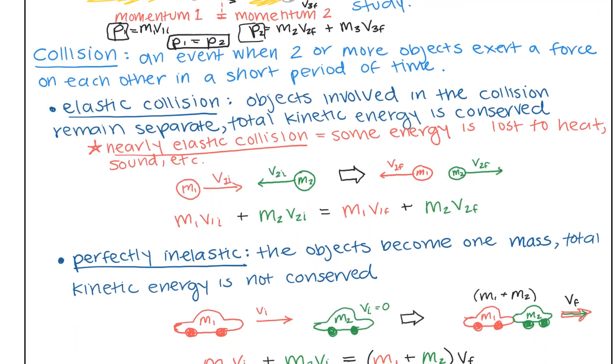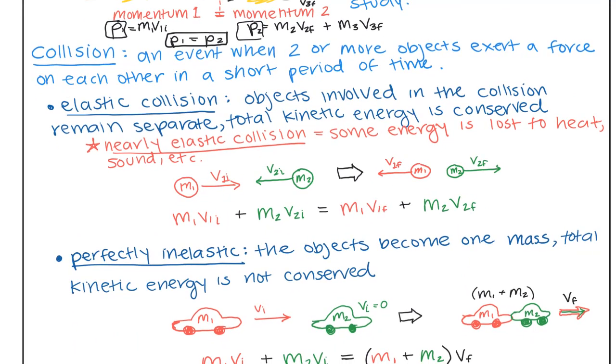So the law of conservation of momentum is very helpful for us when we are looking at collisions. So let's quickly define what a collision is. Now, a collision is an event where two or more objects exert a force on each other in a short period of time. Again, you all are probably familiar with what a collision looks like. You see collisions in everyday life. So let's define specifically a couple different types of collisions that we study in physics.